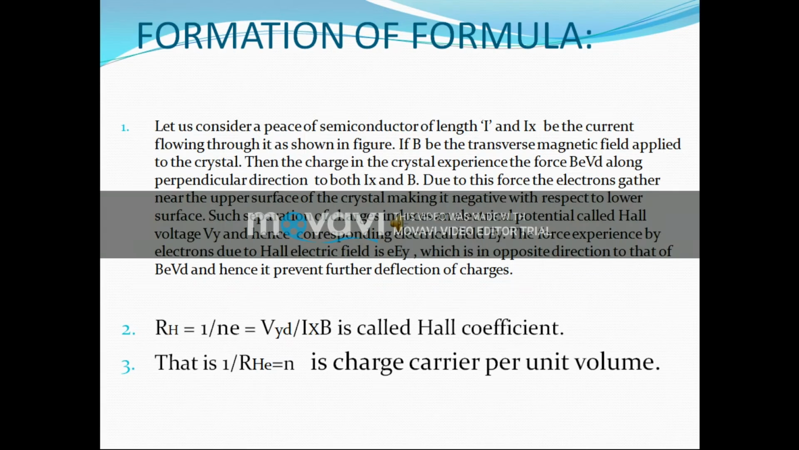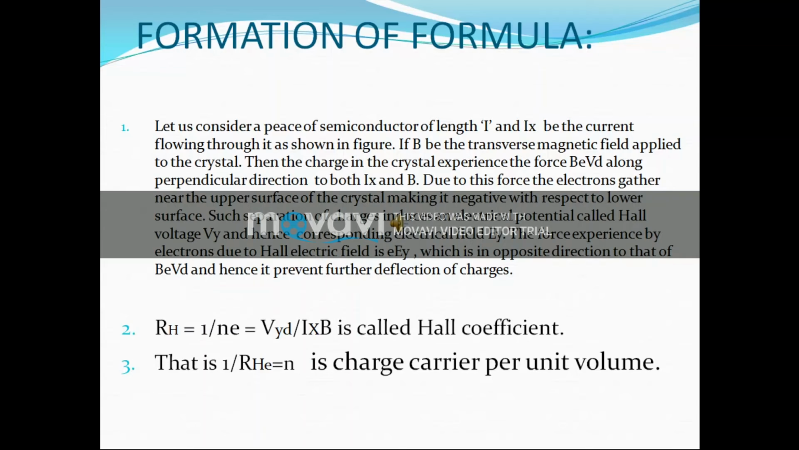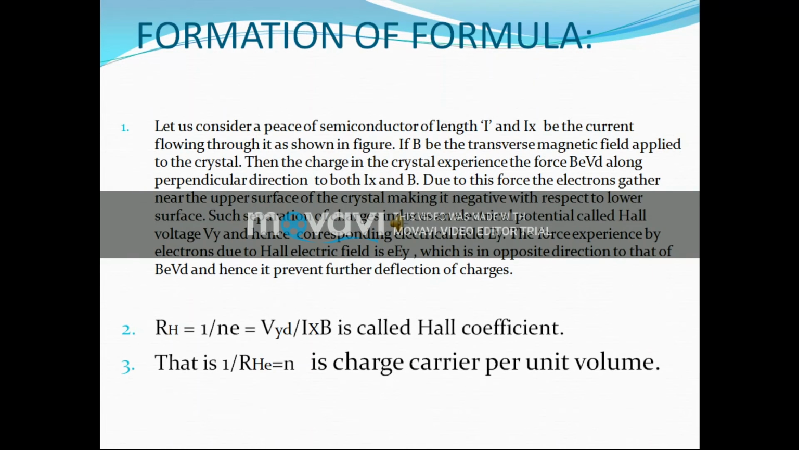Derivation of the formula. Let us consider a piece of semiconductor of length l with a current I flowing through it as shown in the figure. If B is the transverse magnetic field applied to the crystal, then the charges in the crystal experience a force along the direction perpendicular to both I and B. Due to this force, the electrons gather near the upper surface of the crystal, making it negative with respect to the lower surface. Such separation of charges induces an electrical potential called the Hall voltage V_H, and hence a corresponding electric field E. The force experienced by electrons due to the Hall electric field is eE, which is in the opposite direction to that of Bev, and hence it prevents further deflection of charges.